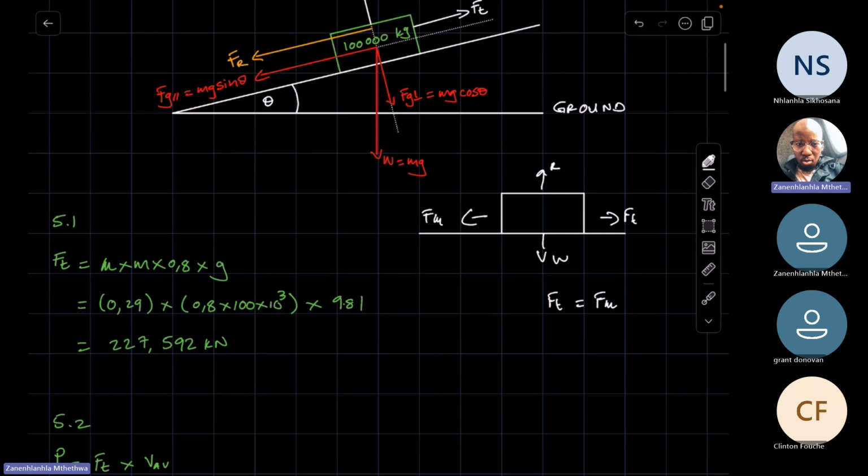And then from the formula for mu, remember, this is entry stuff, by the way, mu was equal to F mu divided by R. Hence, F mu can be expressed in terms of mu and R. And R is equal to the weight. The weight is equal to mg. Hence, Ft would be equal to mu times R, being equal to the weight, being equal to mg.